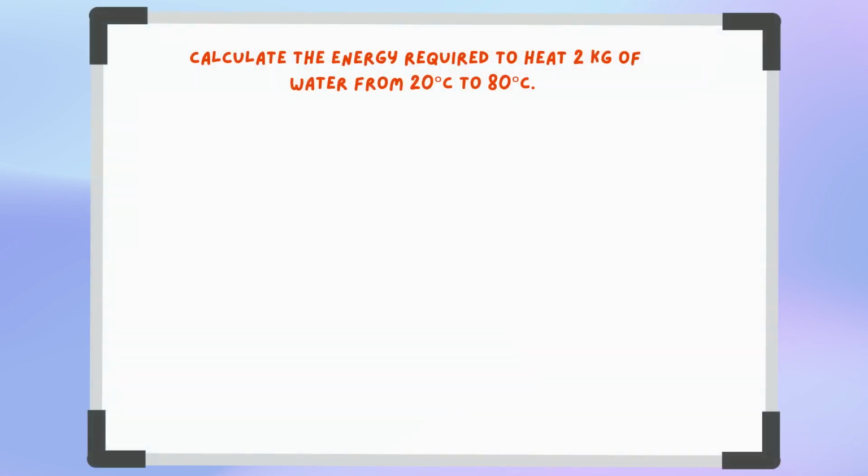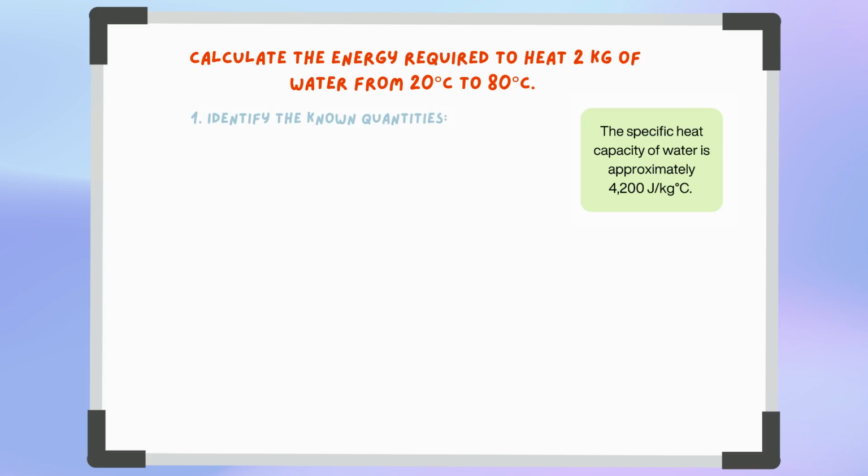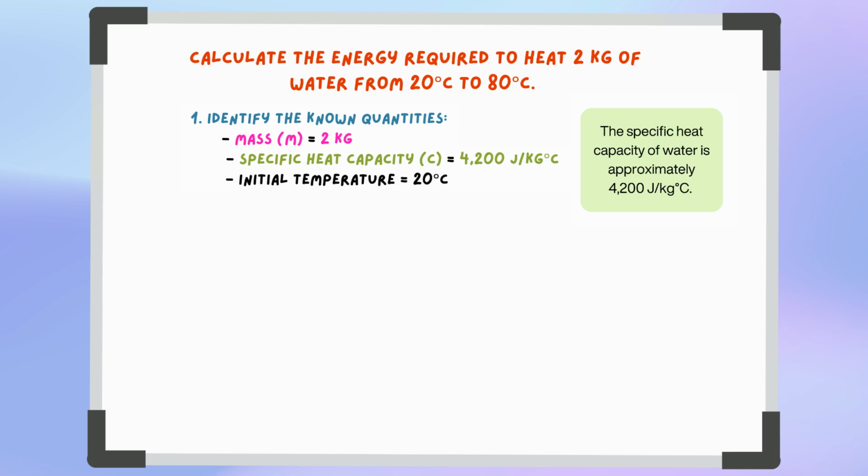Let's apply what we've learned to a few specific problems to consolidate our new knowledge. First, calculate the energy required to heat 2 kilograms of water from 20 degrees Celsius to 80 degrees Celsius. The specific heat capacity of water is approximately 4,200 joules per kilogram degrees C. Identify the known quantities. Mass equals 2 kilograms. Specific heat capacity equals 4,200 joules per kilogram degrees C. The initial temperature is 20 degrees C and the final temperature is 80 degrees C.